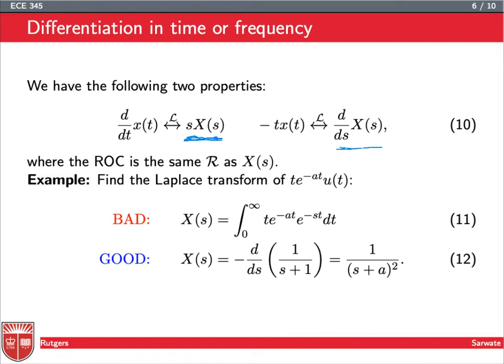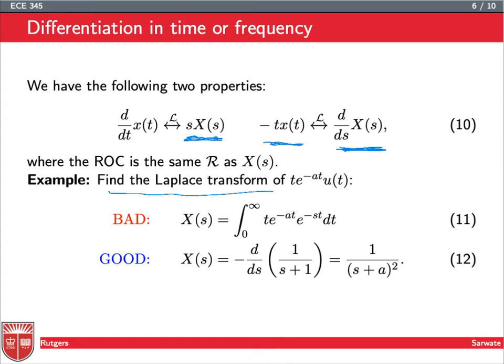If I differentiate in the Laplace domain, then I get minus t x of t. So there's a sign difference between these two, so they're not perfectly symmetric, but you get this minus t x of t, and it's for a similar reason. And that's because when we do the Laplace transform, we have this minus st in the exponent, in the integral for the Laplace transform.